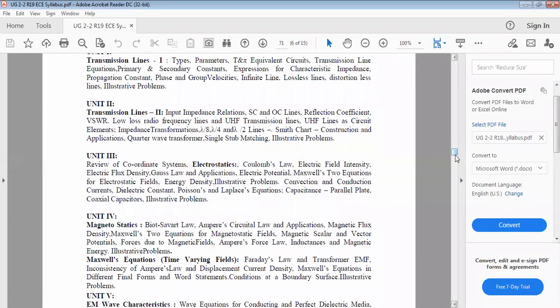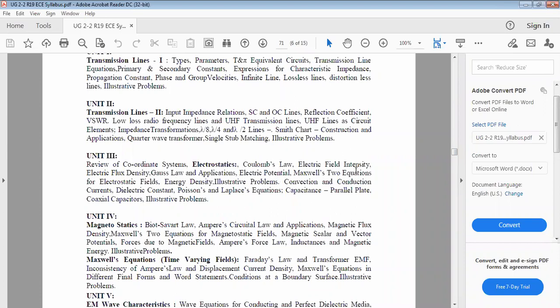What is unit 3? Coordinate system. What is the purpose of the coordinate system? We'll start freshly, don't worry about it. Review of coordinate systems. In that, first we deal with electrostatics. In that, first we have to deal with Coulomb's law. What is meant by Coulomb's law? What is the role of Coulomb's law in point charges?